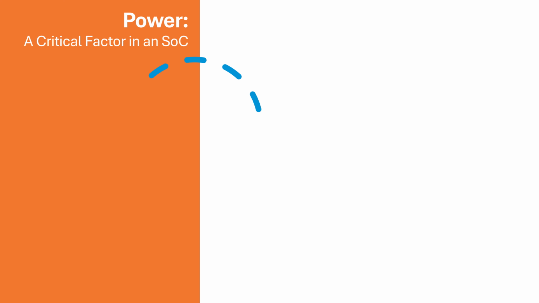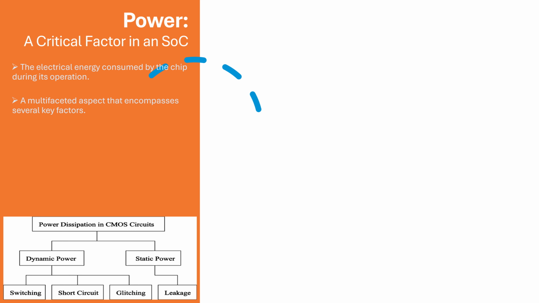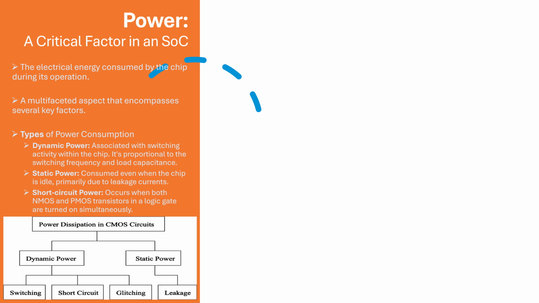Power is a critical factor in SOC. It's the rate of electrical energy consumed by the chip during its operation. It is a multifaceted aspect that encompasses several key factors like dynamic power, static power, and short circuit power. These are gate level. At some system level or IP level, we can combine that with activity factor to come up with the actual energy consumed.